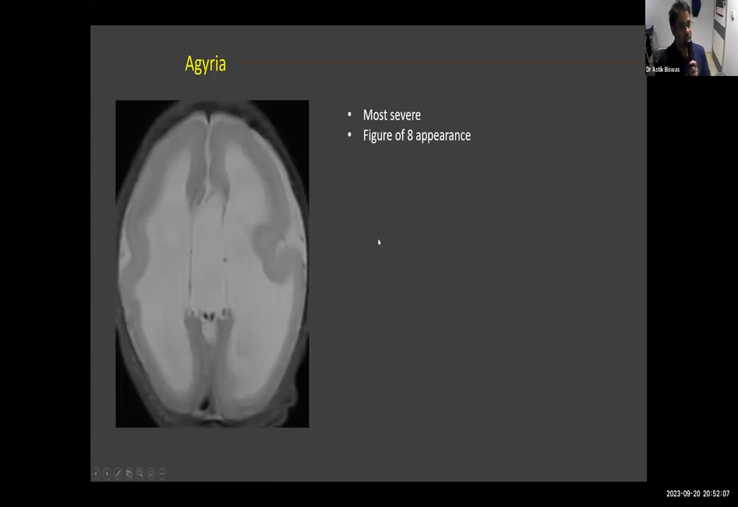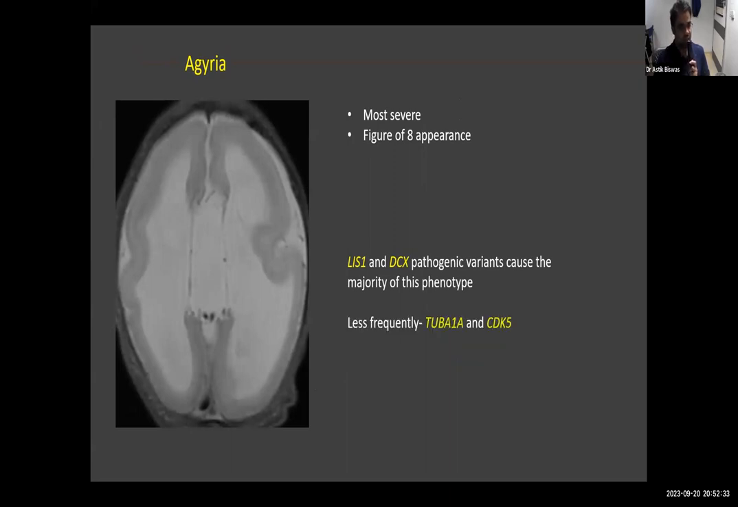So agyria, as we said, is most severe. It has this figure of 8 appearance. The Sylvian fissures are very rudimentary and have a vertical orientation. In this case, there is also ventriculomegaly. So this is the most severe form, and listen carefully, the two most important genes that cause this phenotype are LIS1 and DCX. Rarely, some other genes such as TUBA1A and CDK5 have been shown to cause this phenotype.